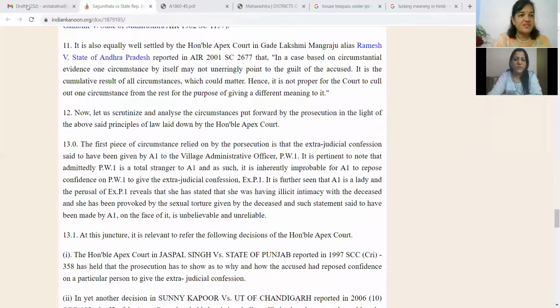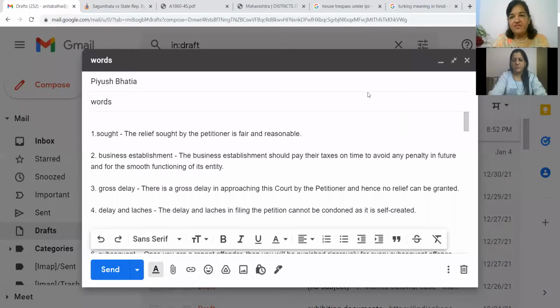Now we go to another part, reading some important words which we can use in legal vocabulary. I've drafted a few words.